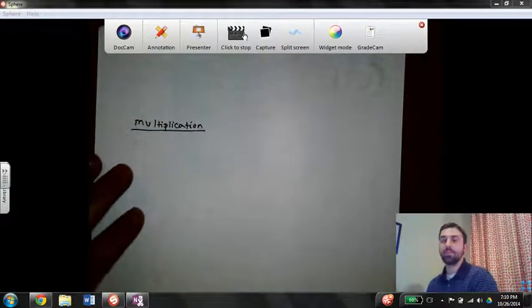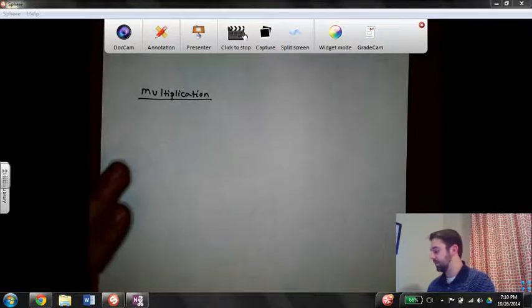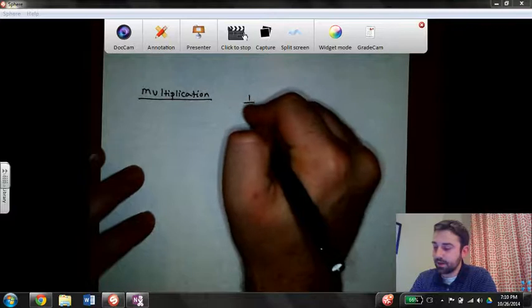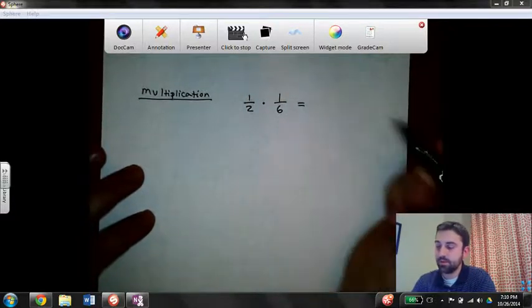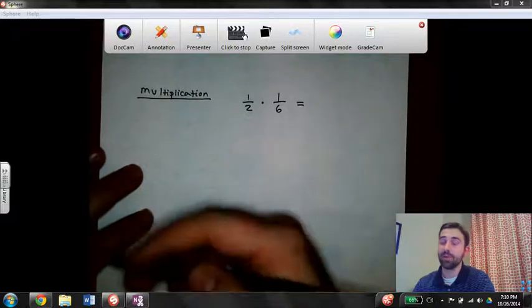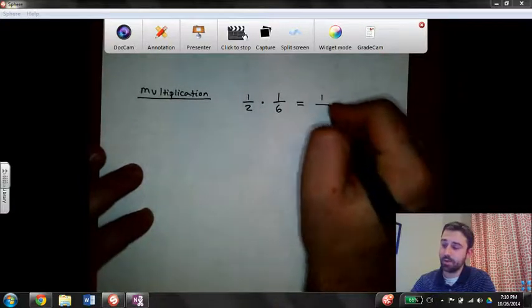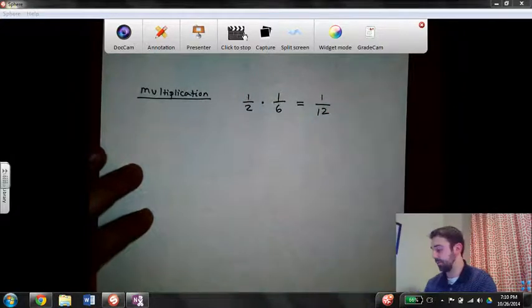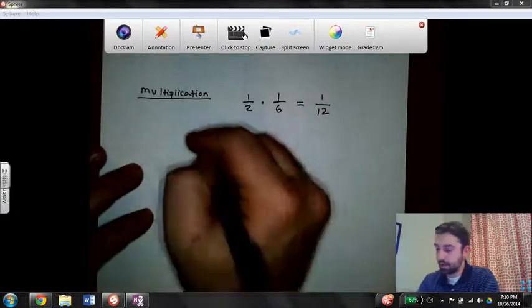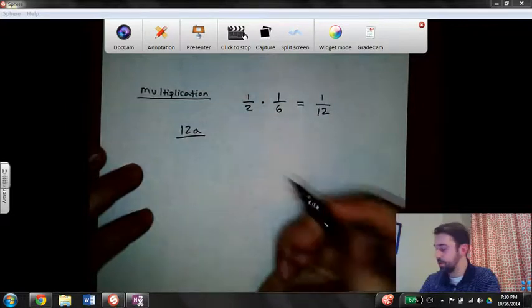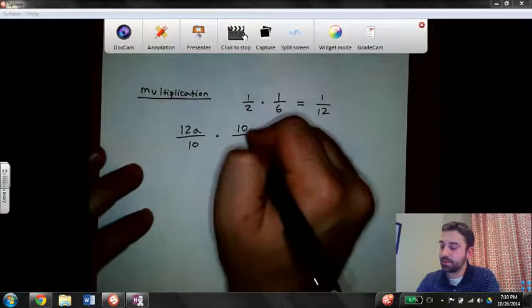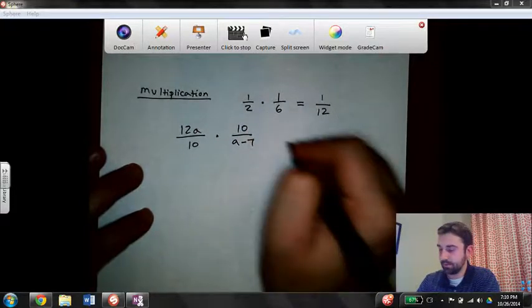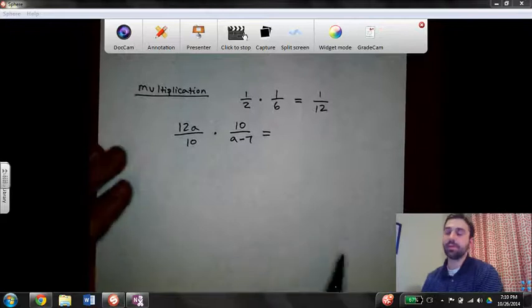So with multiplication and then later with division, we don't have to worry about that common denominator. So let's look at a generic example. 1/2 times 1/6. In this case, I multiply numerator and denominator straight across. So 1 times 1 is 1, 6 times 2 is 12. So now let's look at a more complex example. 12a divided by 10 times 10 divided by a minus 7. So from here, I'm just going to multiply straight across.